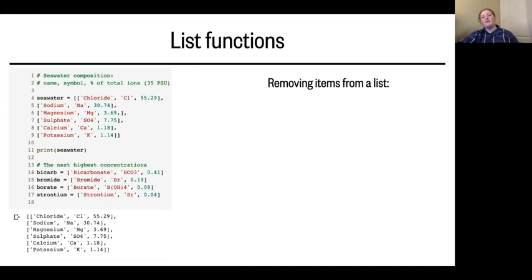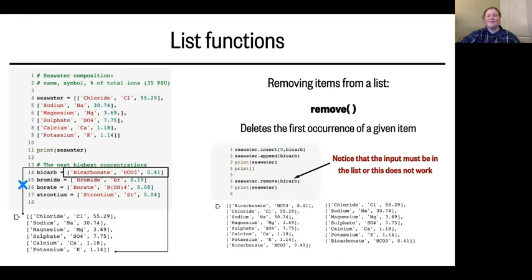Now let's talk about how to remove items from a list. The first way you can do it is using the remove function, and that actually deletes the first occurrence of a given item. For example, if we were to insert bicarbonate at the top of our seawater list, and if we were to append bicarbonate at the back of the list, it would appear twice, right?